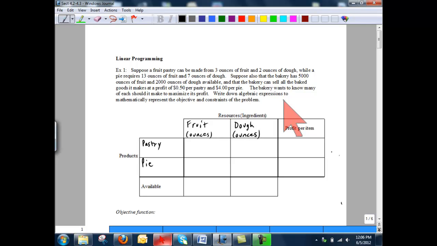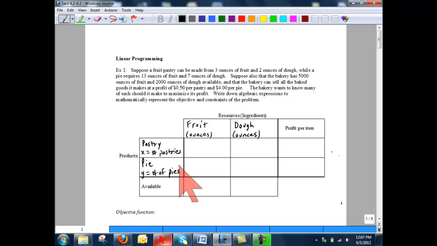In mathematics, it's very often the case that you want to introduce variables for the quantities that you're trying to find. And so let's do that. Let's let x be number of pastries and y be number of pies, and our goal in mathematical language then is to find x and y.